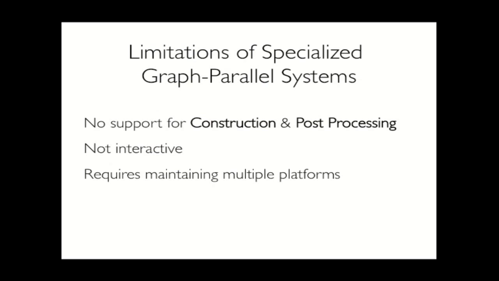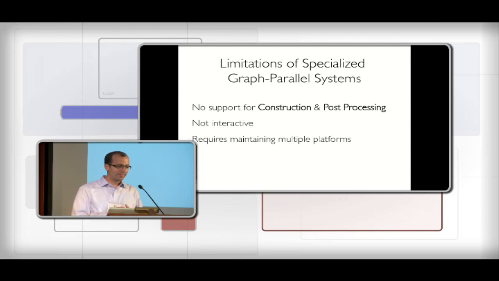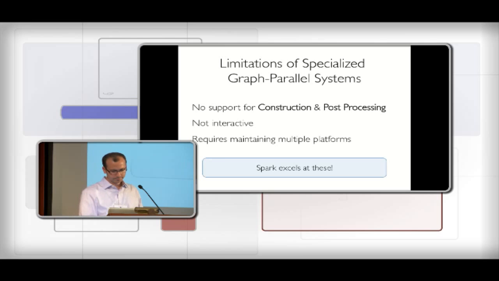So essentially, the state of existing specialized graph processing systems is they're great at graph processing, but they're not so great at constructing the graph and then post-processing the results after the computation. And none of them are really interactive in the way that Spark is. And as a consequence, in order to do this full pipeline, I have to maintain multiple systems to solve these problems. Okay, so the cool part is that Spark really excels at these limitations. So maybe we can introduce Spark and address these problems.